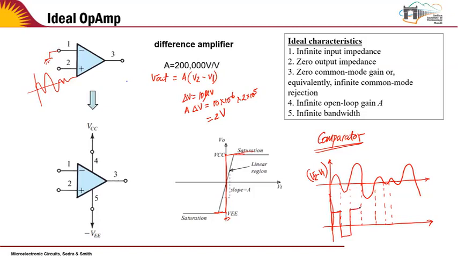Whenever there is a positive region, it's this. Whenever there is a negative region, it's this. So it's saturating from some positive value to some negative value. This will be plus VCC, minus VEE. This is the V out. That means the op-amp as a comparator can be used as a square wave generator.